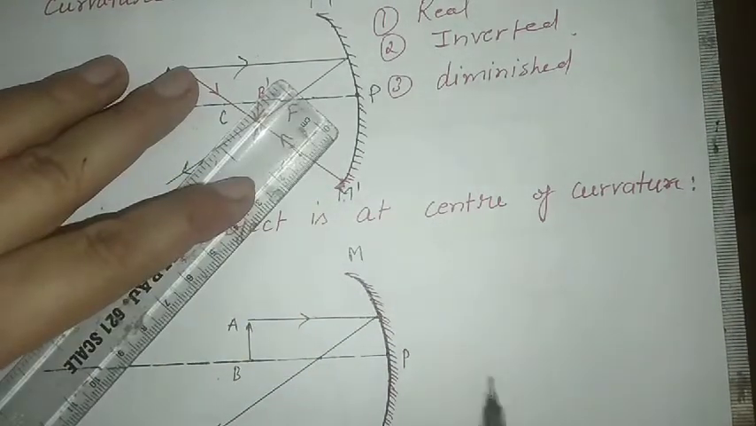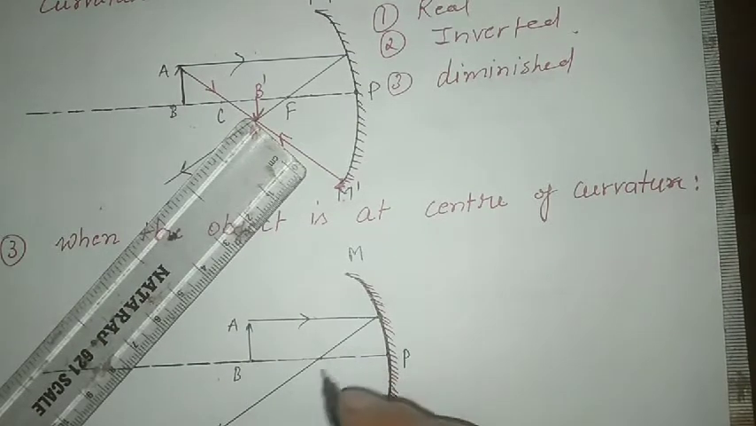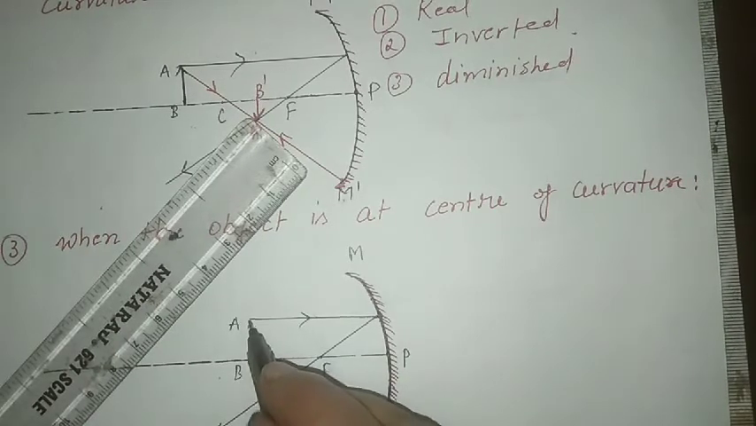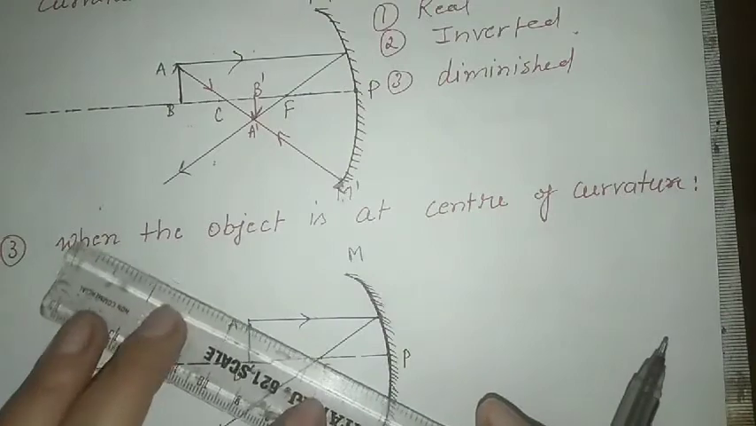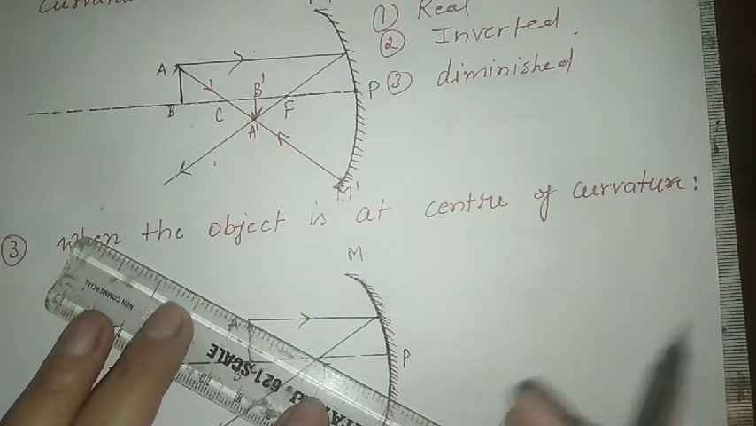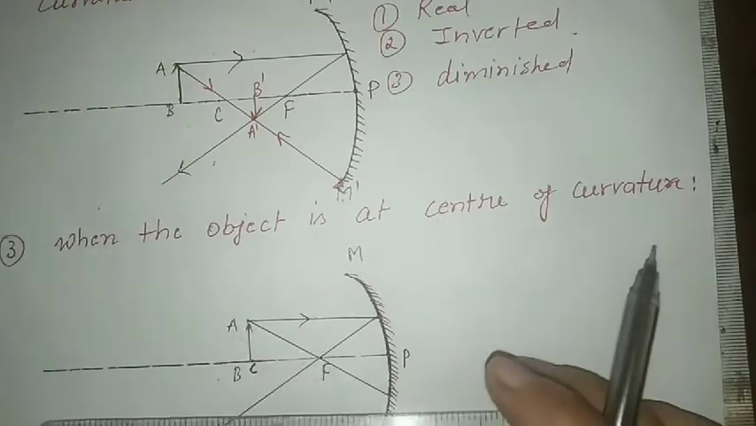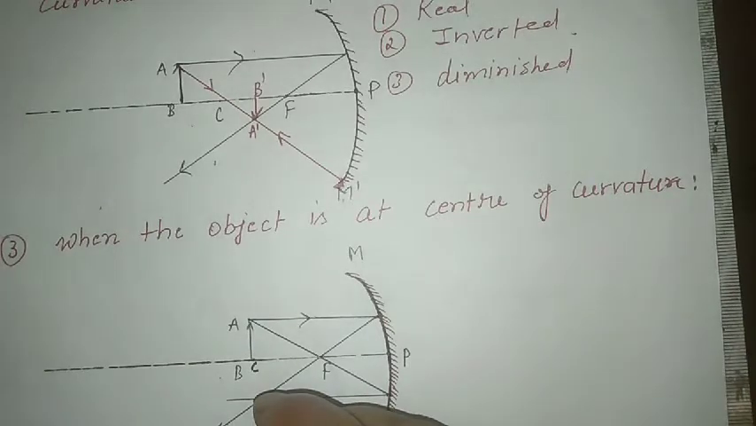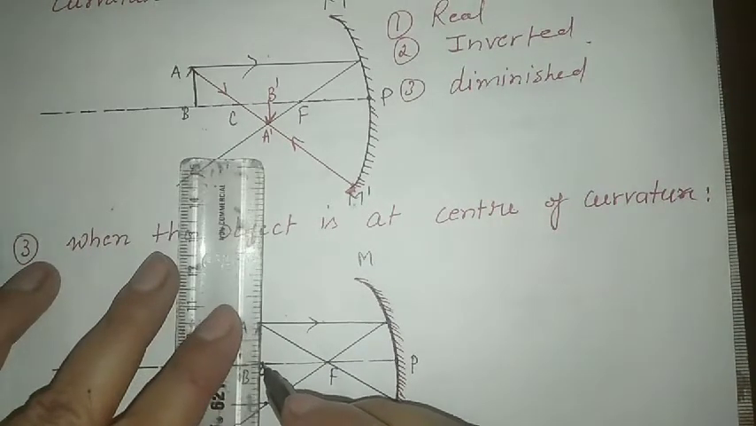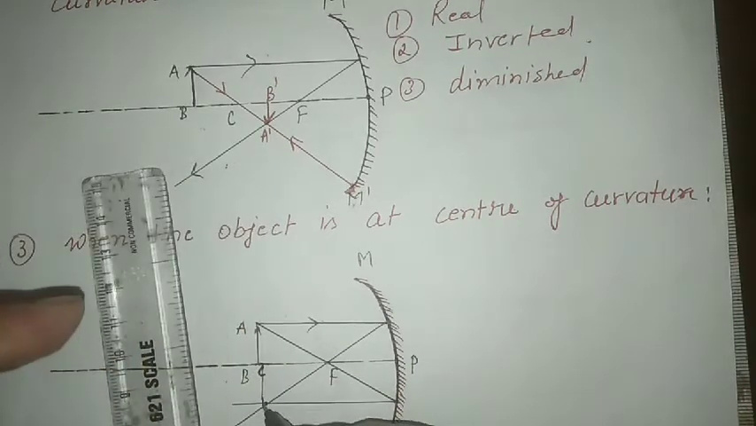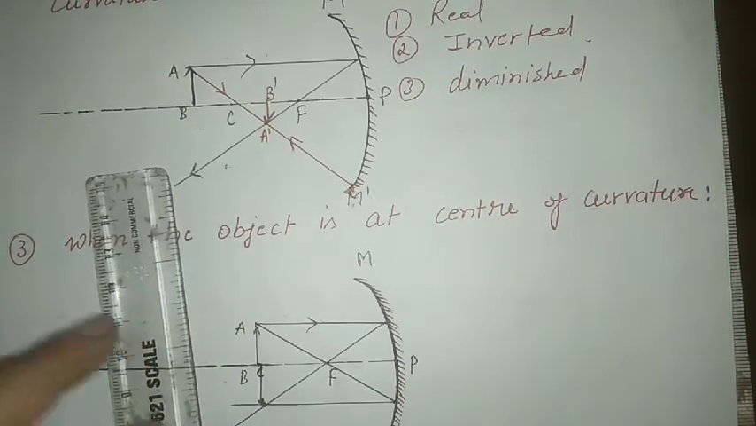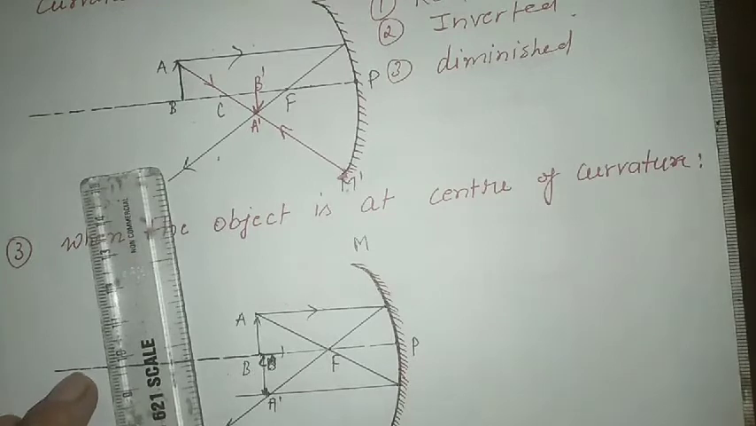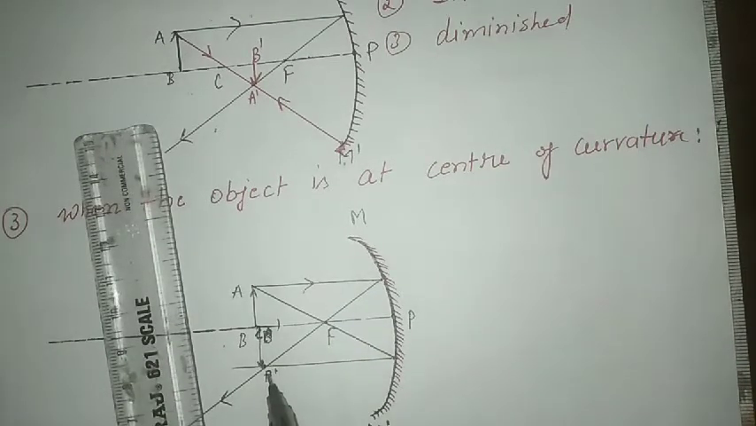Now the other ray cannot pass through the center of curvature because the object is placed itself at the center of curvature. So the other ray also will pass through the focus. We know that it becomes parallel to the principal axis. So where is the image formed? Image is formed at the center of curvature. Same. So this is A dash and B dash.